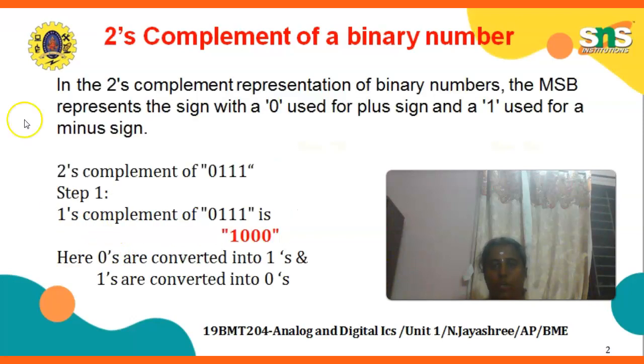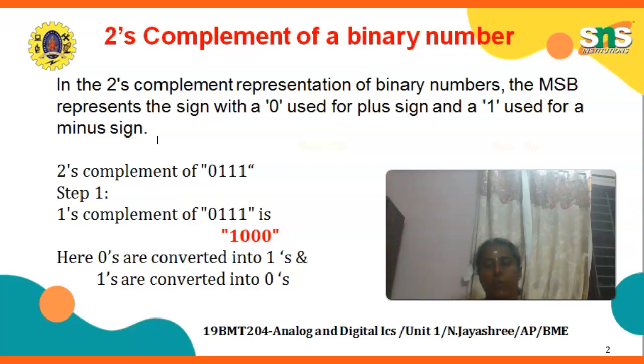Next, twos complement of a binary number. In the twos complement representation of a binary number, the MSB represents the sign, with 0 as the plus sign and 1 as the minus sign. The twos complement of 0111, step 1: we take the ones complement of the number plus 1. That is the twos complement of the given number.